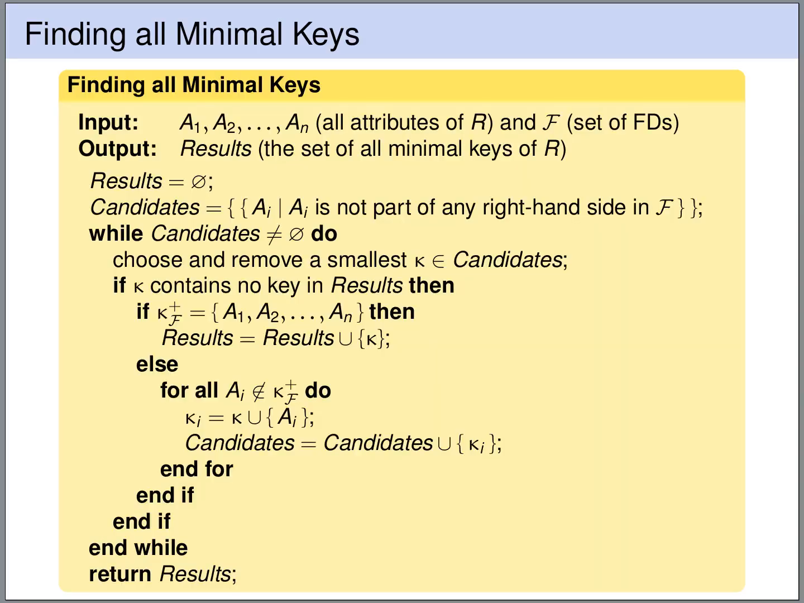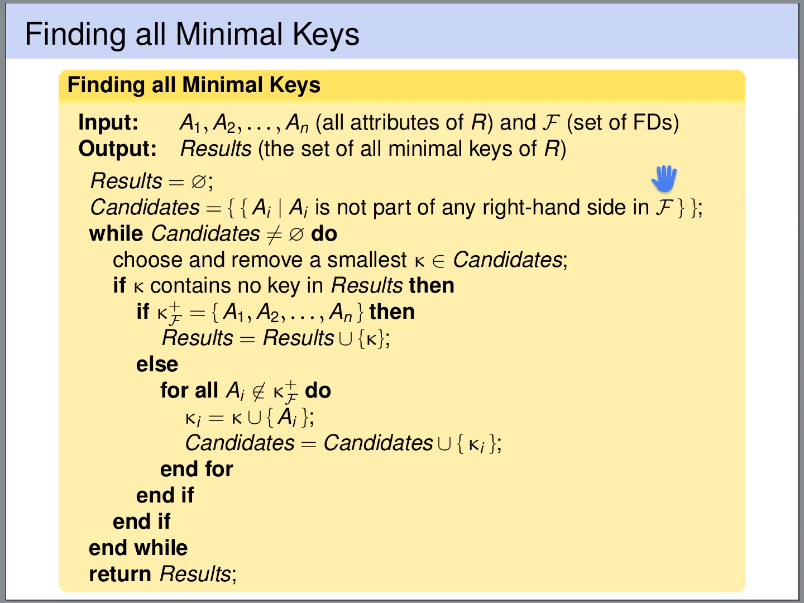The algorithm shown on this slide can be used to compute all minimal keys of a relation based on a set of functional dependencies. We are looking at a relation R that has attributes A1 up to AN, and we have a set F of functional dependencies for this relation R. And the output of this algorithm is the set of all minimal keys of the relation R. Initially, the set of results is empty. We will add things to the set during the computation. During the computation, we also keep a set of candidate keys.